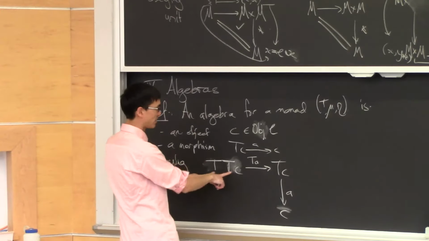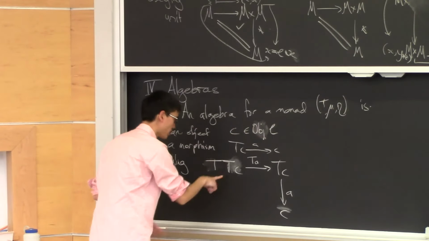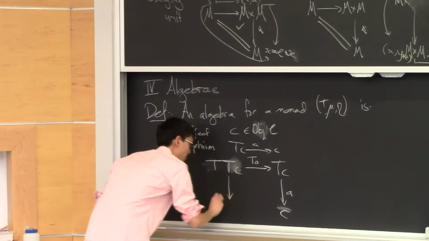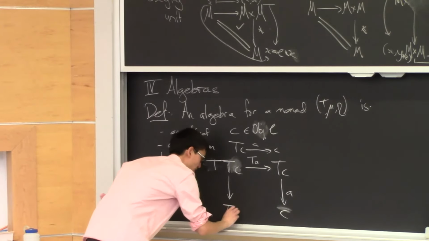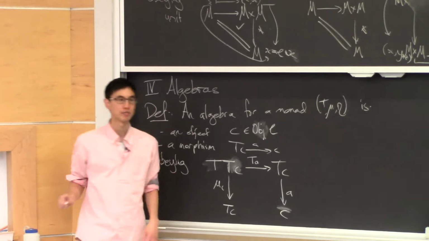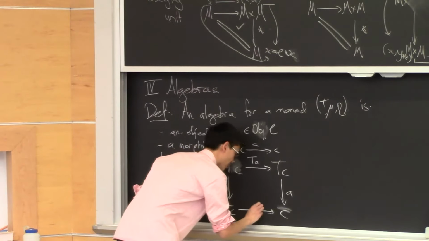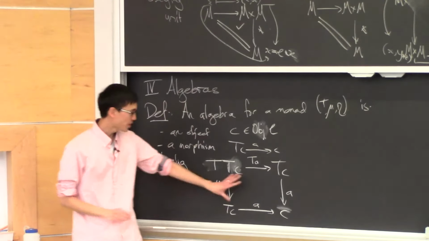But the other thing we have is a monad. We have this multiplication. So there's automatically a way to get from T of T of C to just T of C, and that's called multiplication at C. And then to get down to C, we can apply A. And so we want this to commute.